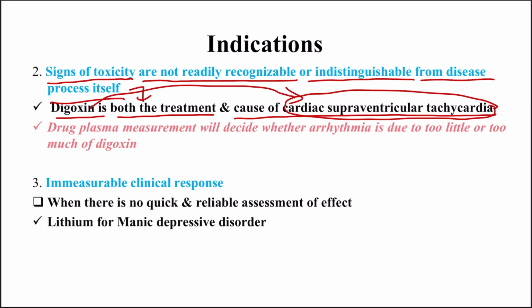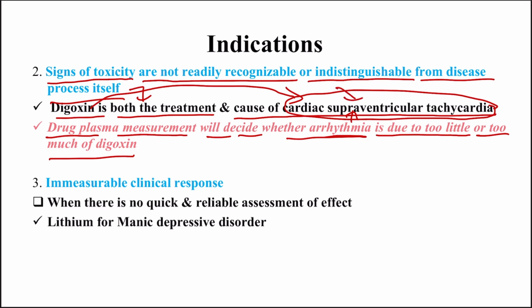So in that case, the drug plasma measurement will decide whether the arrhythmia, that is the cardiac supraventricular tachycardia, is either due to too little, that is too little of digoxin. This is, in this case, the cardiac supraventricular tachycardia is the disease pathology of the individual, or whether it is because of too much of digoxin, like because we are giving digoxin for some other disease, but if the digoxin concentration is very high, then it will also lead to cardiac supraventricular tachycardia.